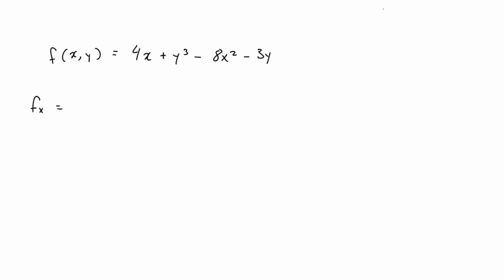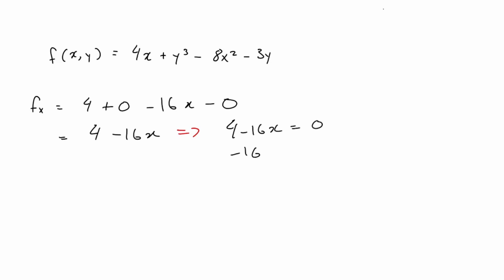The derivative of 4x is just going to be 4. And then plus y cubed, since it doesn't have an x in it, is going to become plus 0. And then minus 8x squared is going to become minus 16x. And this minus 3y is going to become minus 0. So therefore, we're going to end up with 4 minus 16x. Now what we need to do is set this to 0. So it's going to become 4 minus 16x equals 0.